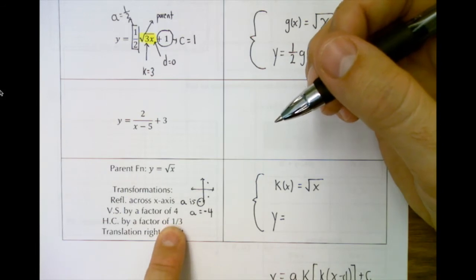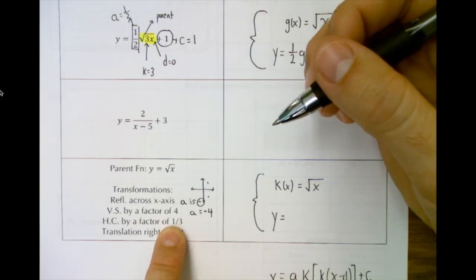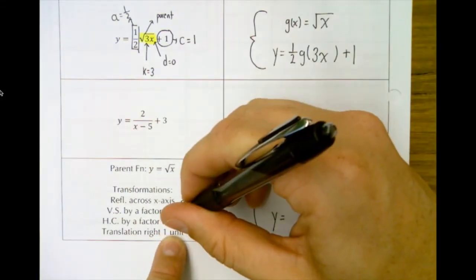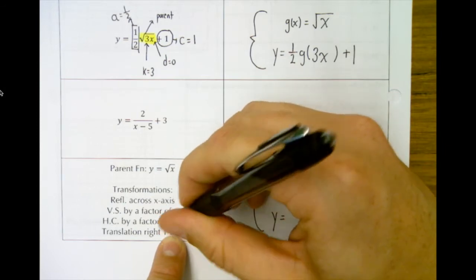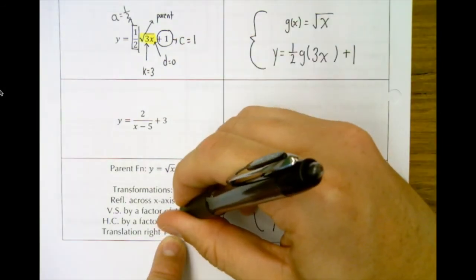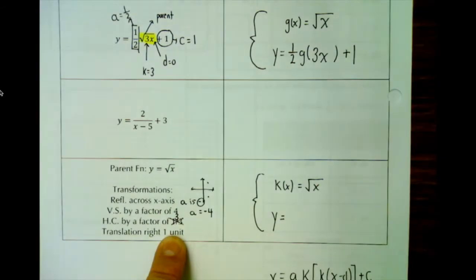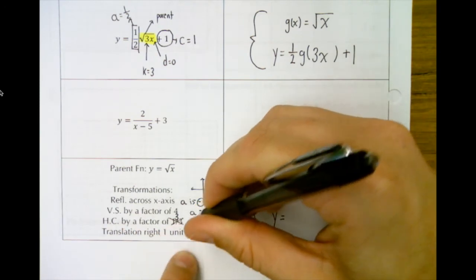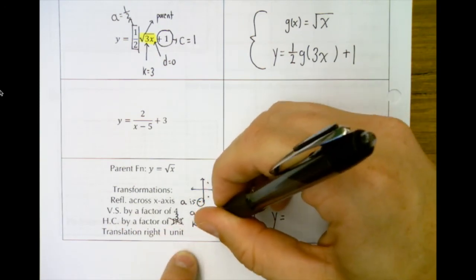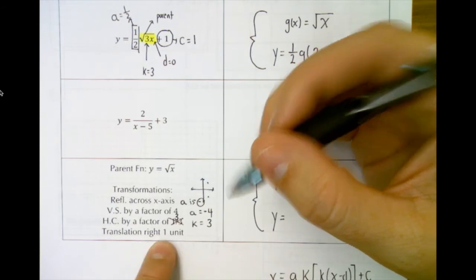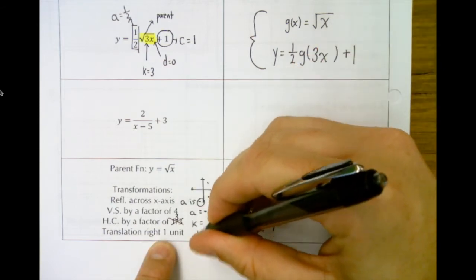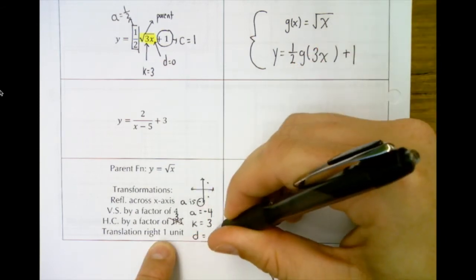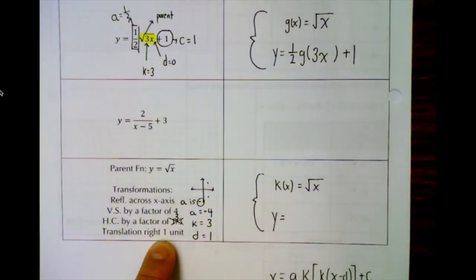Horizontal compression by a factor of 1/3. That actually should say horizontal compression by a factor of 3, because we're always talking about our factors as whole numbers. A horizontal compression by a factor of 3 would mean that k is 3. And a translation right 1 unit, shift left right is d, and 1 unit would be 1 to the right.